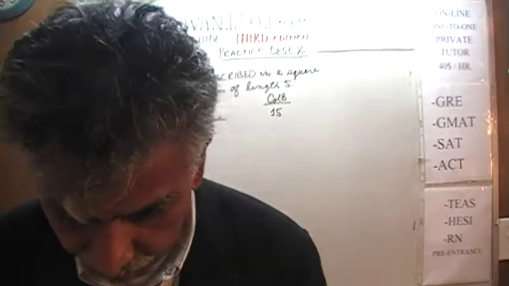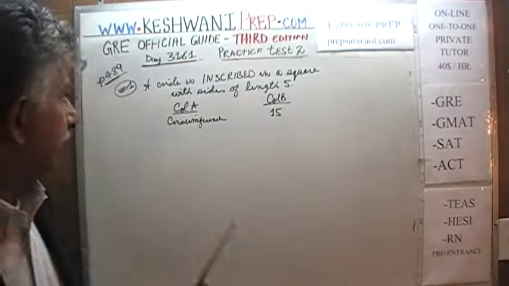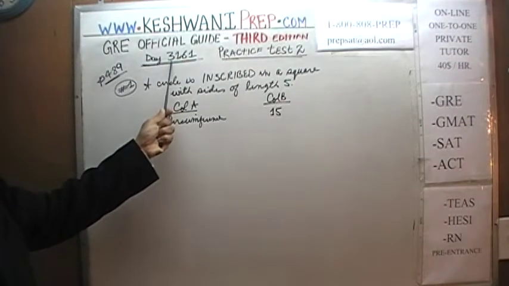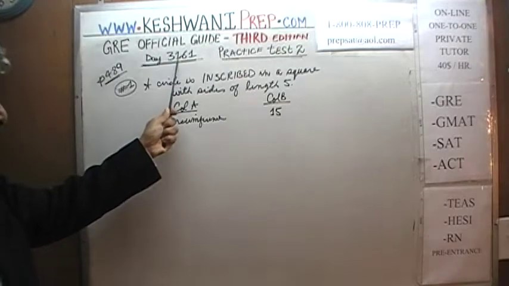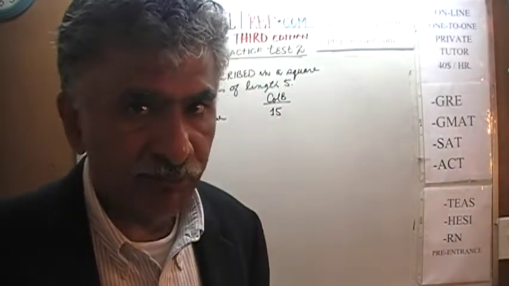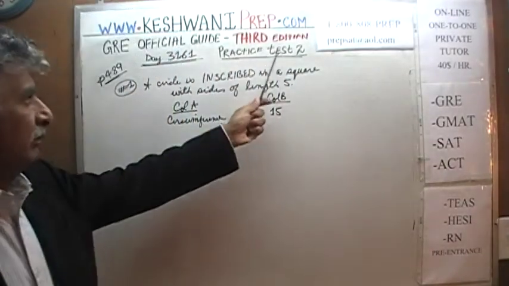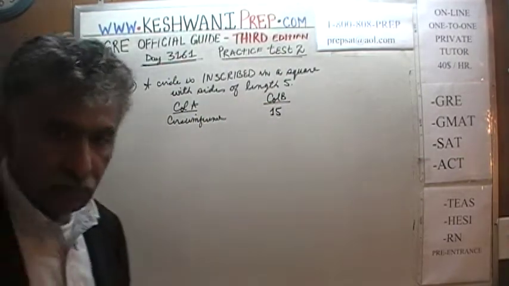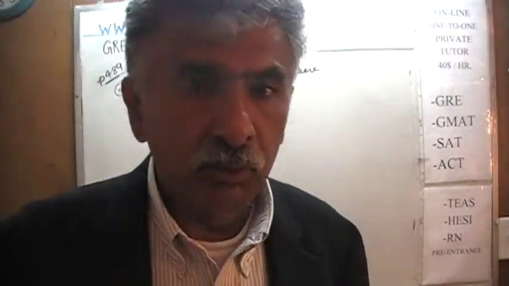Today is our lesson number 3161. The 3 is to signify the fact that we are in the third edition. Third edition, day 161. And today we're about to start section 6 of the second practice test, practice test number 2, that you will find at the very end of the book on page number 489. Make sure the book is in front of you. Turn to page number 489 and let's begin.